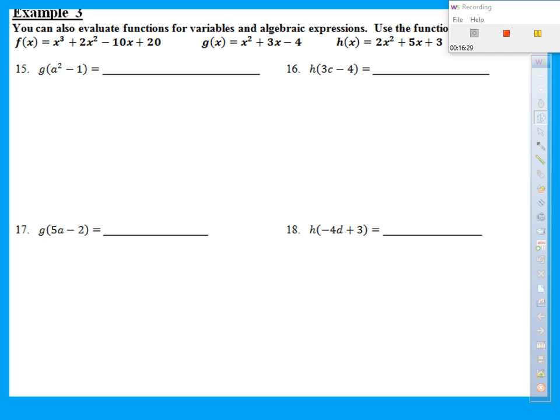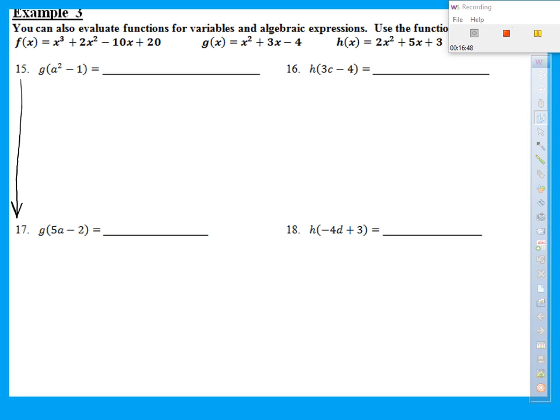Now, when I do this one, guys, I'm going to go number 15, then down to number 17, and then I'm going to go back up to number 16. That's the route I'm going to go. I'm going to group the 2 g's together and the 2 h's together. Now, look at what we're doing. This says go hunt down the function of g. Once you find it, throw away your x's and plug in quantity a squared minus 1.